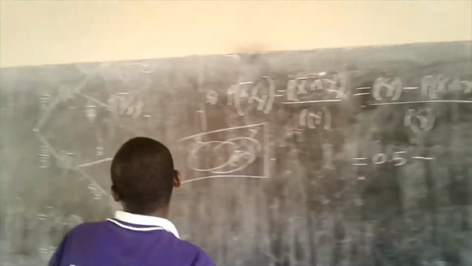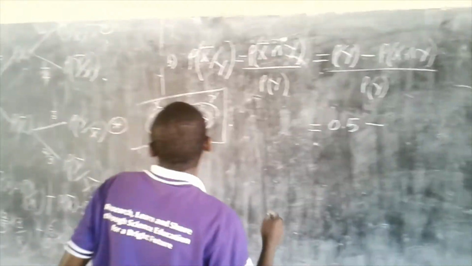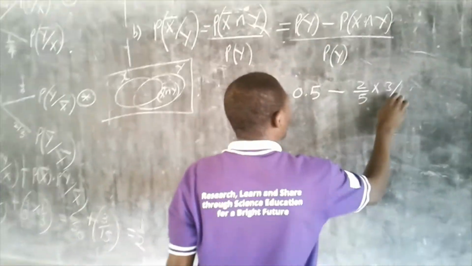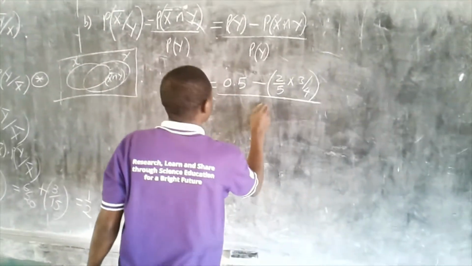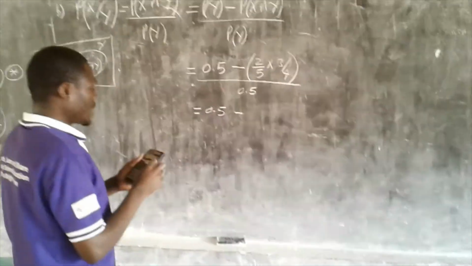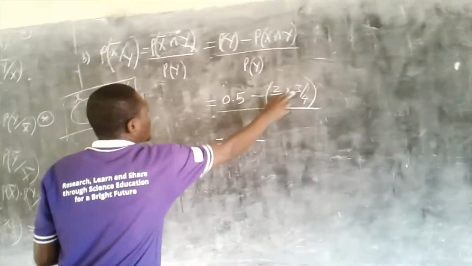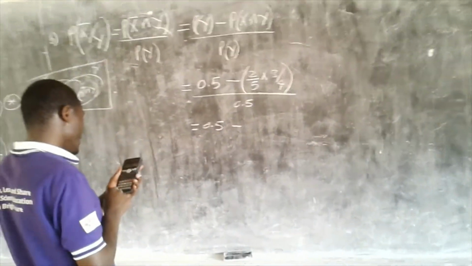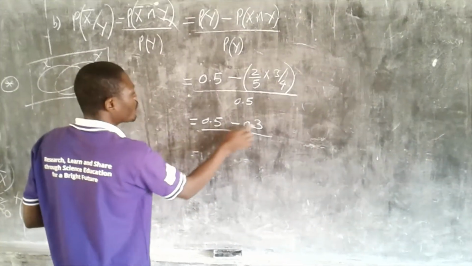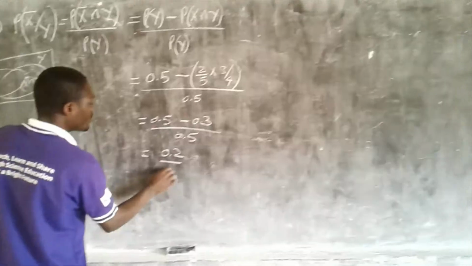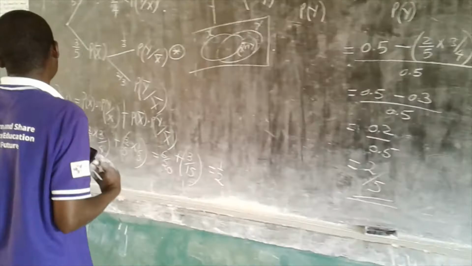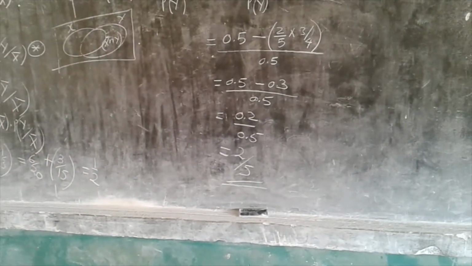minus x and y, which is 2 out of 5, multiplied by 3 out of 4, all this over 0.5, and we shall have 0.5, we take away 6 divided by 20, and that is 0.3, so 0.2 over 0.5, and it gives 2 divided by 5 as our simple probability of x bar given y.